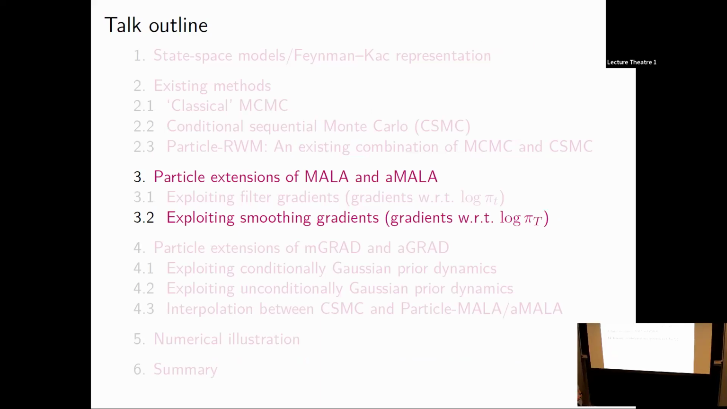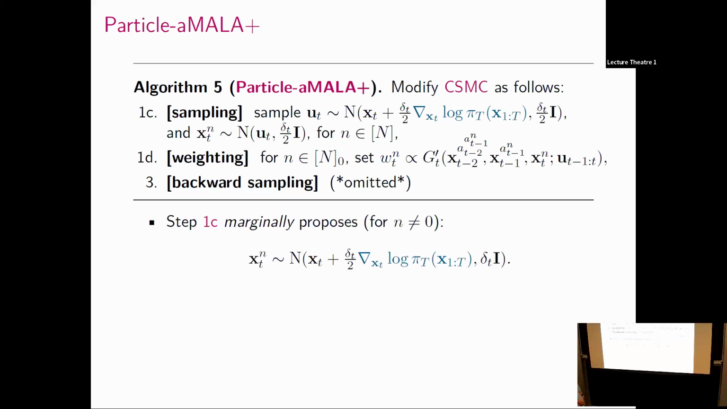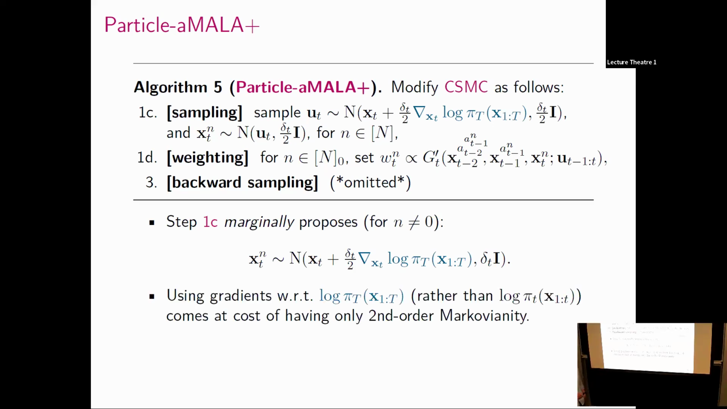So that's what we're now going to fix. We're going to use gradients which take future observations into account, gradients with respect to my target distribution. Again, everything looks a bit complicated here. The details aren't important. The main thing is that we are now proposing particles from a joint distribution, which is such that marginally we again have this Muller-like proposal, but now the gradient is the gradient with respect to the joint smoothing. Now, this comes at a cost, and the cost is that you're now essentially targeting a model which is no longer first order Markov, but second order Markov.